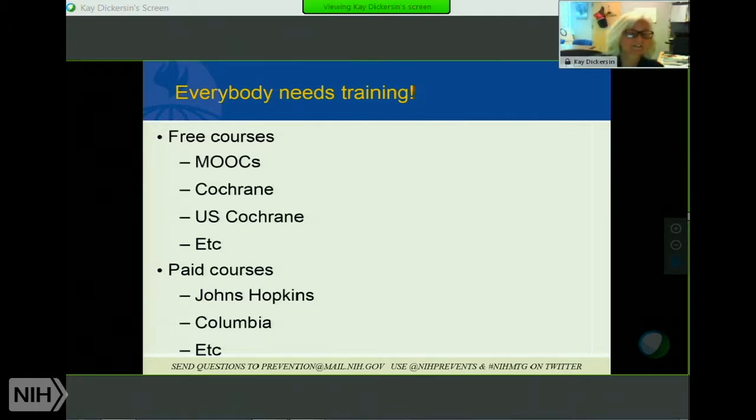Free training is definitely what we need. I would say the majority of the people doing systematic reviews, I hope this is fair to say, could use a little extra training. And it doesn't have to cost money. There are these massive online courses. Cochrane has a lot of free courses.